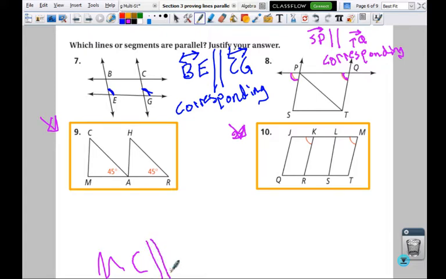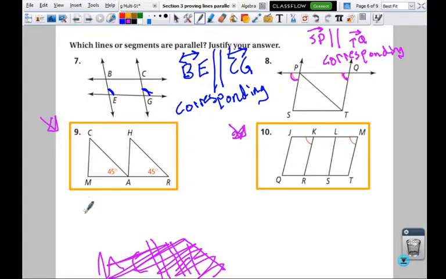Parallel to... Alright, so let's look at this. On M and C and H and A, they could be parallel, right? Those two 45-degree things? Are those by C and M and H and A? No. So it can't be those ones. M and A, and H and R. That would be H and R and C and A.